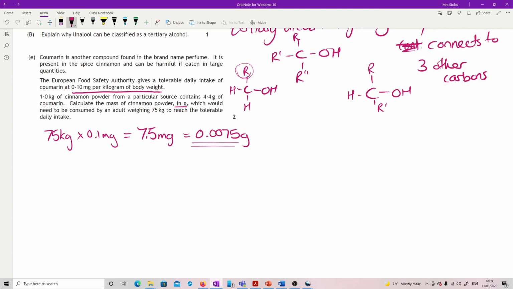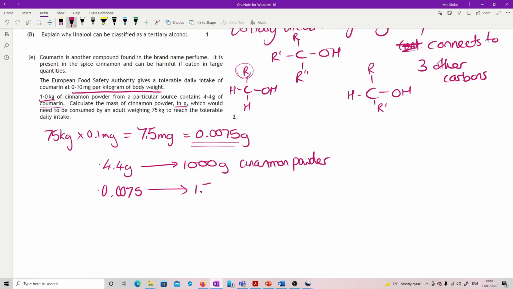So I'm trying to work out how much of that I have. Okay, so 4.4 grams of coumarin, I would find in 1,000 grams, because it wants me to give it in grams, so I'm going to convert that kilograms to grams, of my cinnamon powder. Okay. So if I want 0.0075, I'm just going to do another proportion. So this one divided by 4.4 times by 1,000 would give me 1.7 grams. There's your answer, 2 marks.